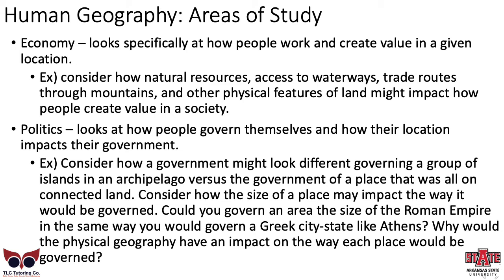Could you govern an area the size of the Roman Empire in the same way you would govern a Greek city-state like Athens? Why would the physical geography have an impact on the way each place would be governed? When you think about these questions, it makes a great deal of sense that differences in geography would impact communication, transportation, and ultimately governance.